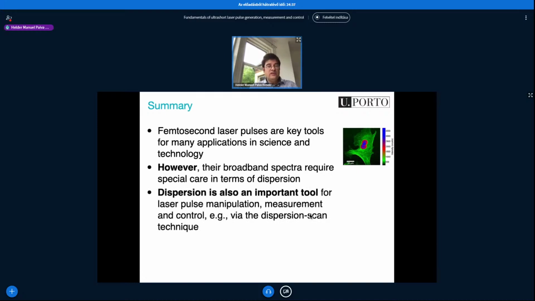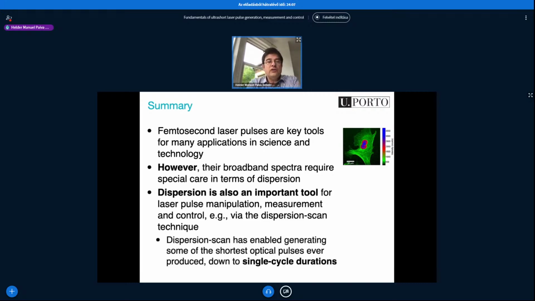And dispersion, even though it can be a problem, is also a very important tool because it enables you to manipulate the pulse. So we saw how the technique of CPA, which was awarded the Nobel Prize in Physics, enables you to generate the highest powers ever on Earth. It's also important for measuring and controlling pulses, for instance, using the dispersion scan technique, where the only parameter you're changing is really dispersion, so you're not playing with time.